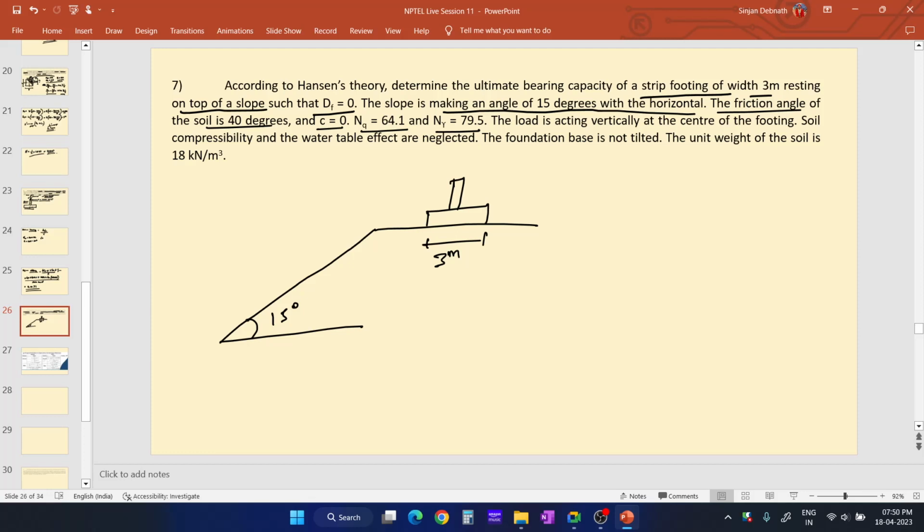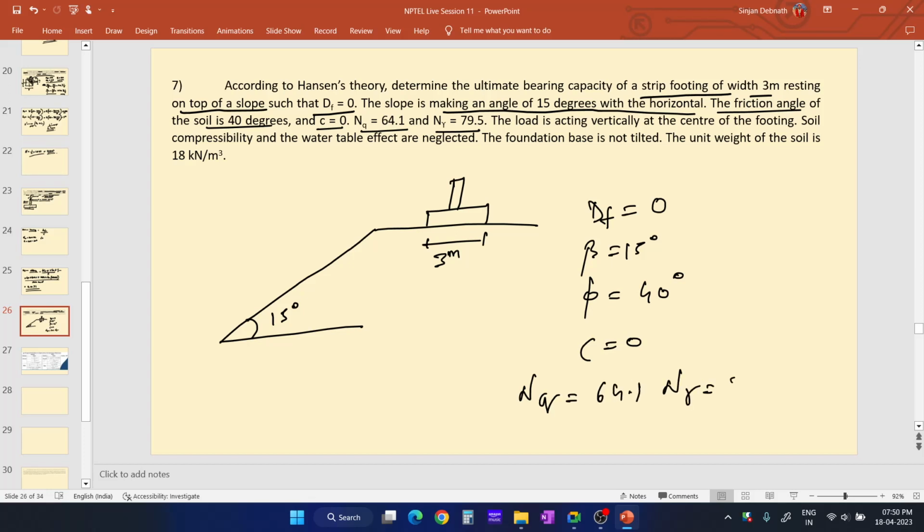So Df is equal to 0. The slope angle is 15 degrees, and the friction angle is 40 degrees. C is equal to 0, and Q is equal to 0, which means this is a sandy slope. The bearing capacity factor N_q is 64.1, and N_gamma is 79.5. The load is acting vertically at the center of the footing.